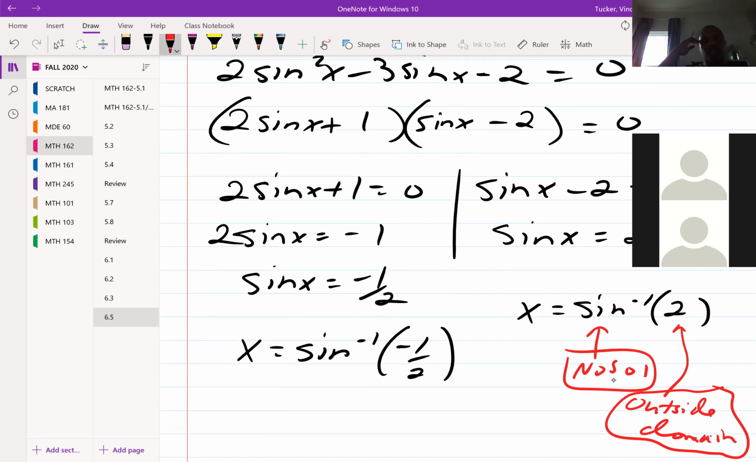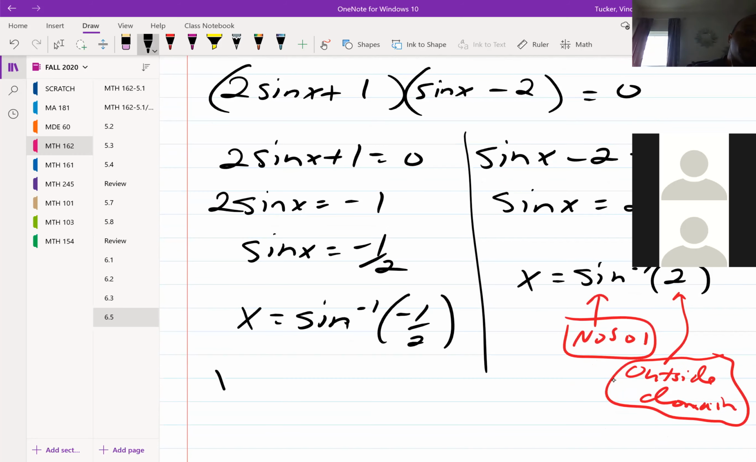All right, so for that second one, sine x equal to 2. That 2 is outside of the domain. Then the next one, we want to know sine inverse of negative 1/2. And that should be 7 pi over 6, 11 pi over 6.